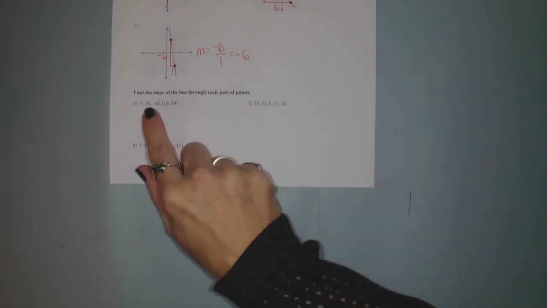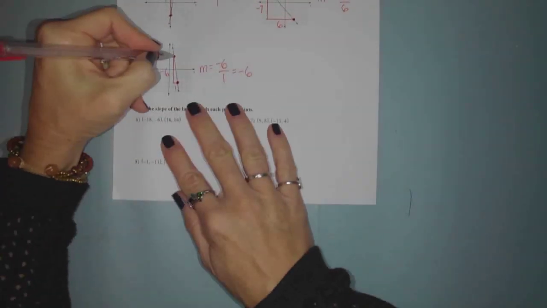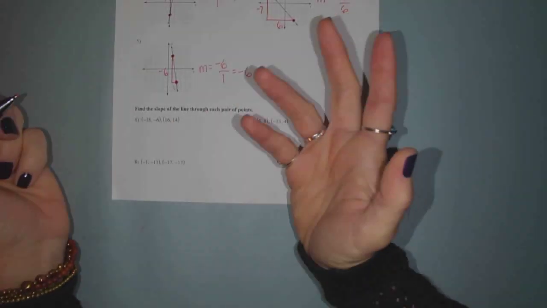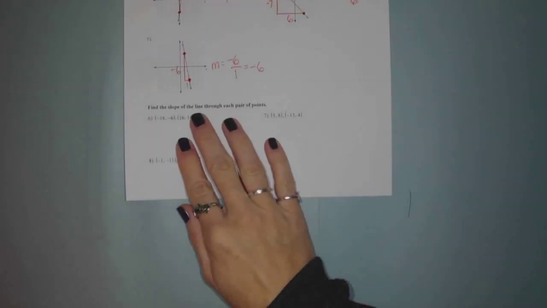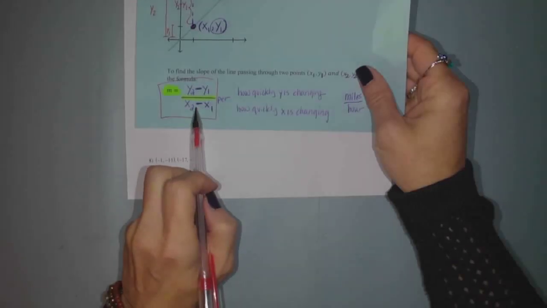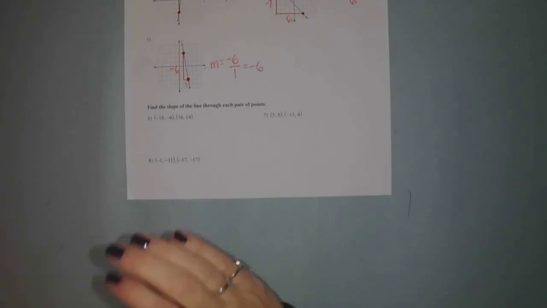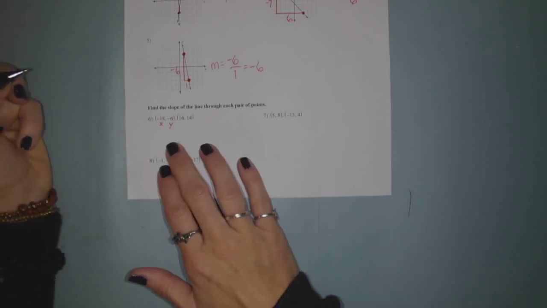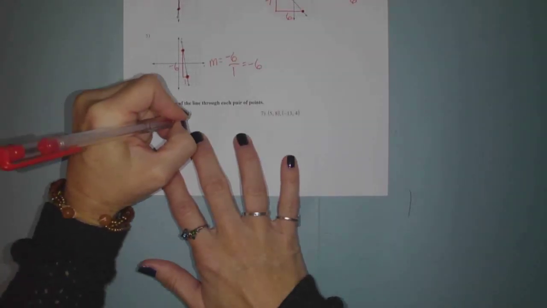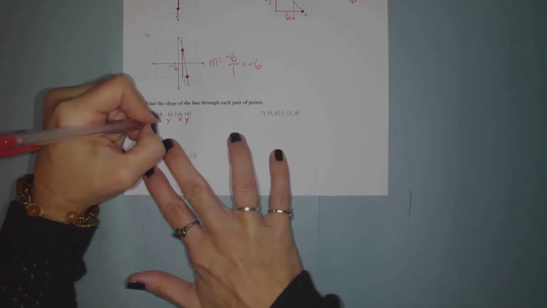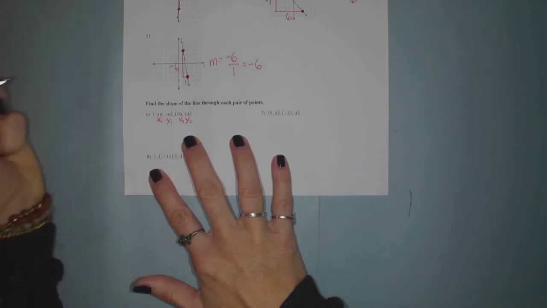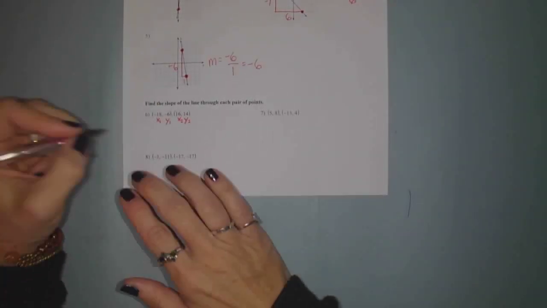Now, this is like they're giving you these 2 points. They're just not giving you a picture of it, so counting is not an option. So this is where you have to use this formula. Okay? So let's do it. First, you're going to label your points. You ready? This is an x. This is a y. This is an x. This is a y. We'll call this guy the first set. We'll call this guy the second set. And the rest is history.